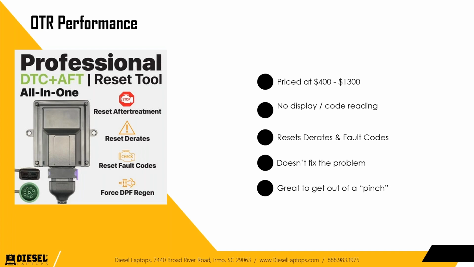Right. So the big thing with emission systems is when they're derated or have DEF or SCR problems, they're probably caused by something. And if you just buy a tool and just kind of plug it in and get your truck going again, all you do is kick the can down the road again to the next problem. But OTR Performance does have a good tool for the right situation.